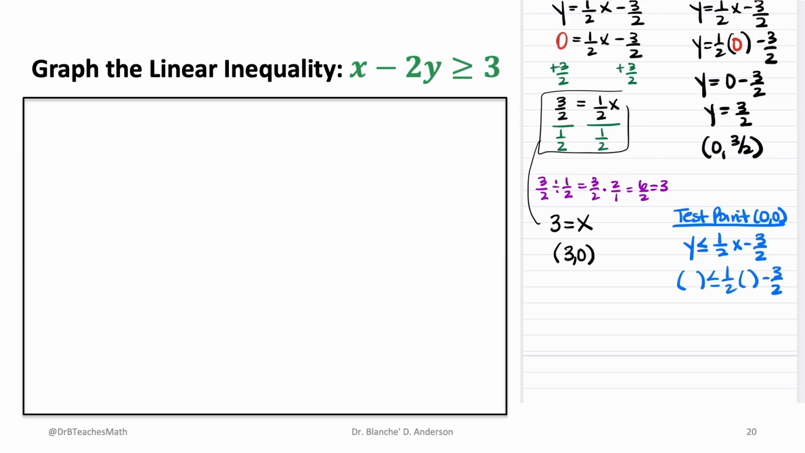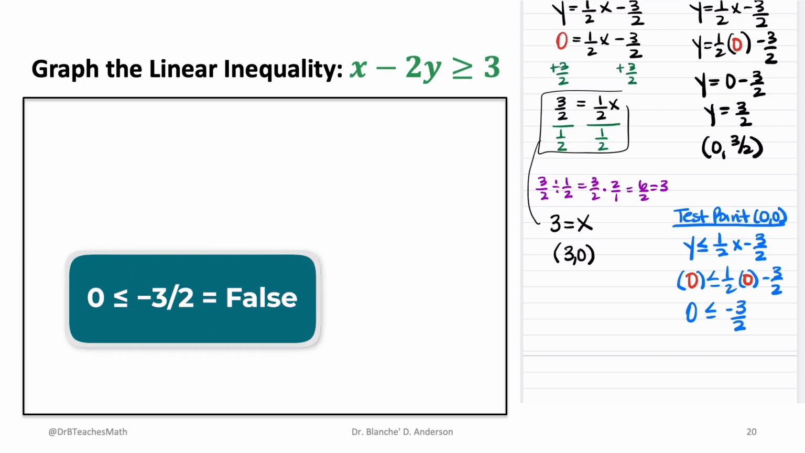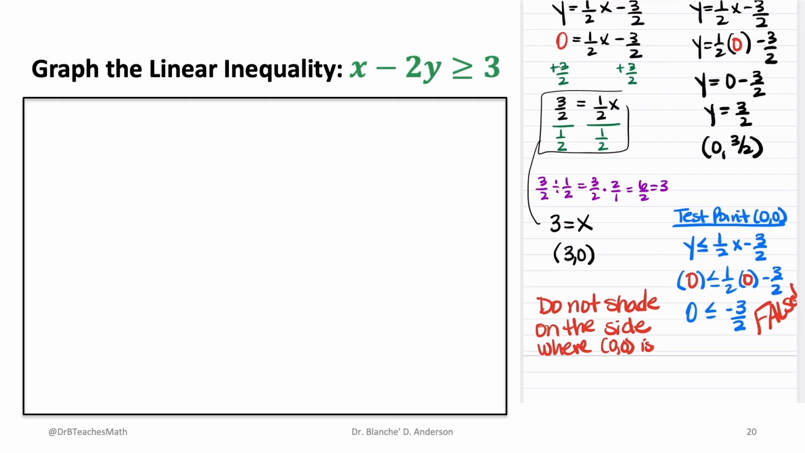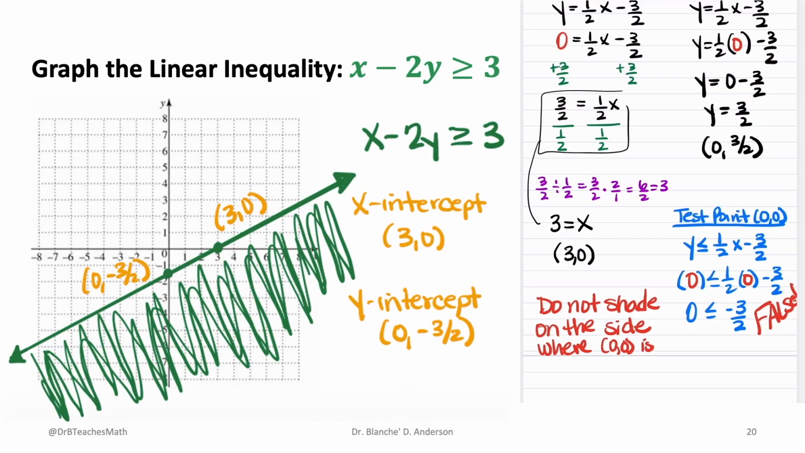If I substitute 0, we end up with 0 is less than or equal to negative 3/2. Is that true? Nope. This is false. And because that is false, do not shade on the side where 0, 0 is. So that's why we shaded below the line. 0, 0 is up here, right here. So we shaded below the line.